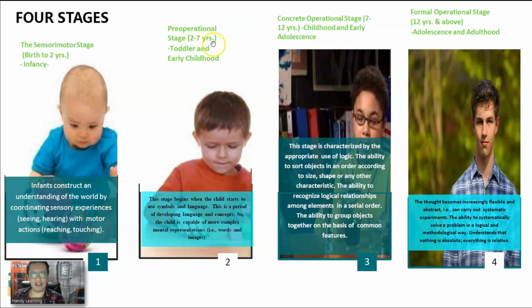The next stage is called concrete operational. It is also called adolescence. Okay, childhood and early adolescence. It goes from 7 to 12 years of age. And finally, according to Piaget, the last cognitive development stage will be formal operational, which goes from 12 years old and above. And it is also known as adolescence and adulthood.